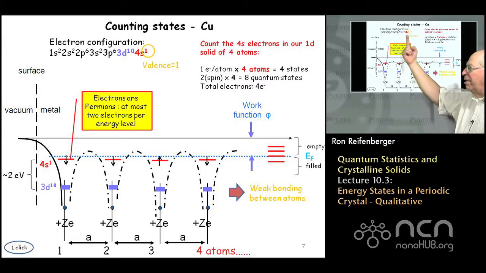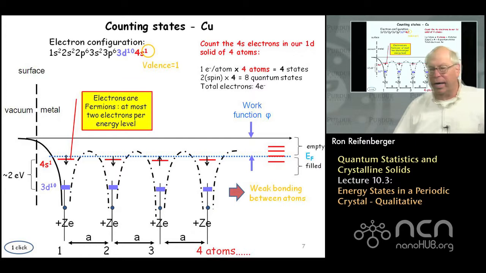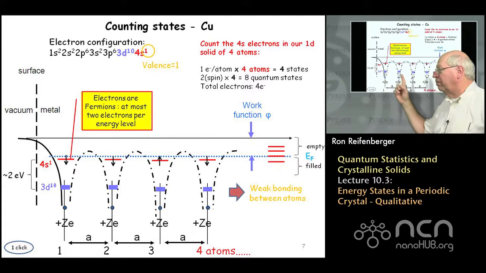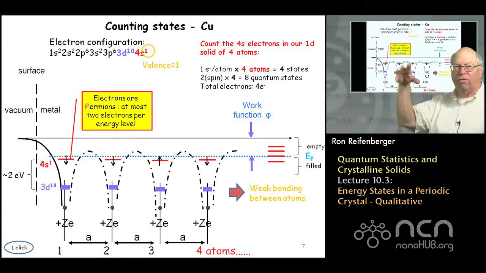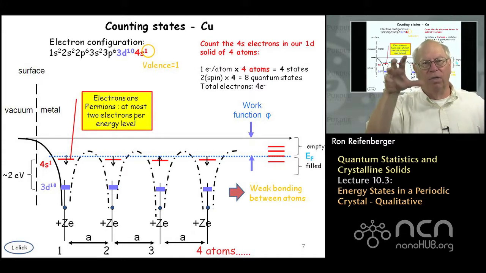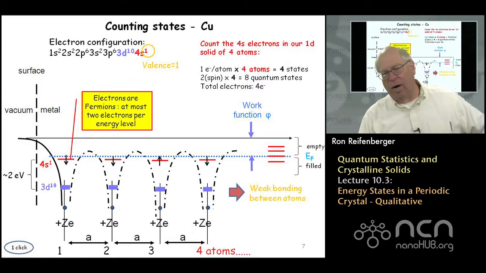We know from the atomic states that each atom contributes 1 electron. Since we've got 4 atoms in our linear chain, that means we've got 4 electrons, or 4 quantum states, that we have to take into account. Each of these quantum states can have 2 spins, a spin up and a spin down, so we've got a total of 8 quantum states available. Of those 8 quantum states, we've got 4 electrons, because we got an electron from each of the 4 atoms. So we're putting 4 electrons into a potential well which can accommodate 8 quantum states.